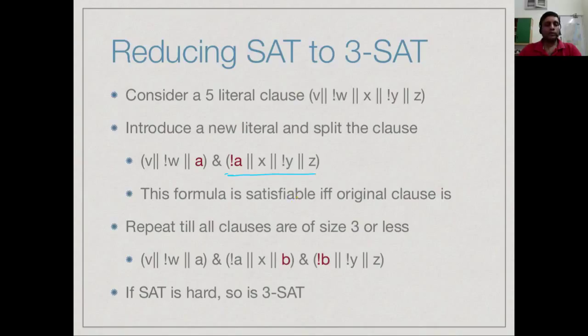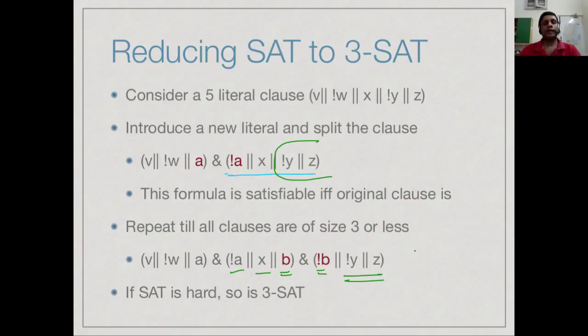Now again I have, unfortunately, too many variables here. So I will again keep 2 and split the rest off. Right? So I'll keep not a X, and I'll introduce a new variable B, and then I will take not B and take the remaining 2. At this point, fortunately, I have reduced everything to 3 variables. I can stop. If I still had 4 variables, I would do the same thing again. I'll introduce C and not C and so on.